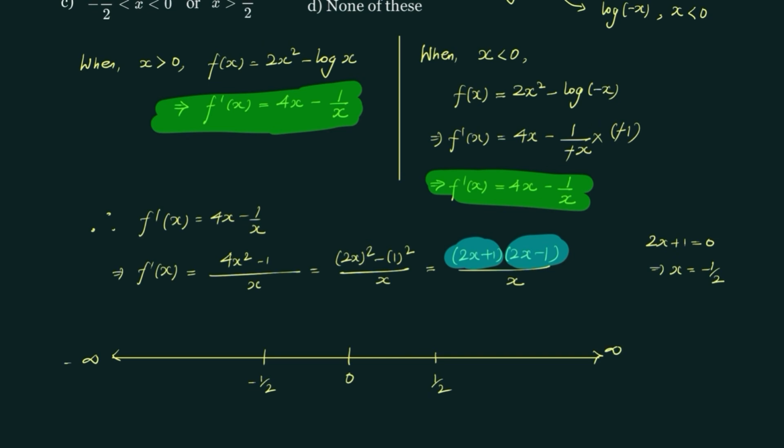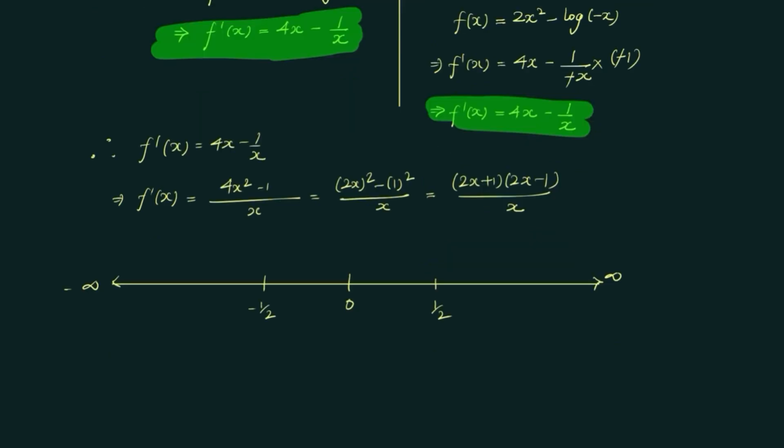Now we will check in which interval f dash x is positive or negative. Now let us choose a point from this interval. Let us choose minus 1, because minus 1 lies in this section. So if I put minus 1 in f dash of x, then here it will be 2 of minus 1 plus 1 and 2 of minus 1 minus 1, divided by minus 1.